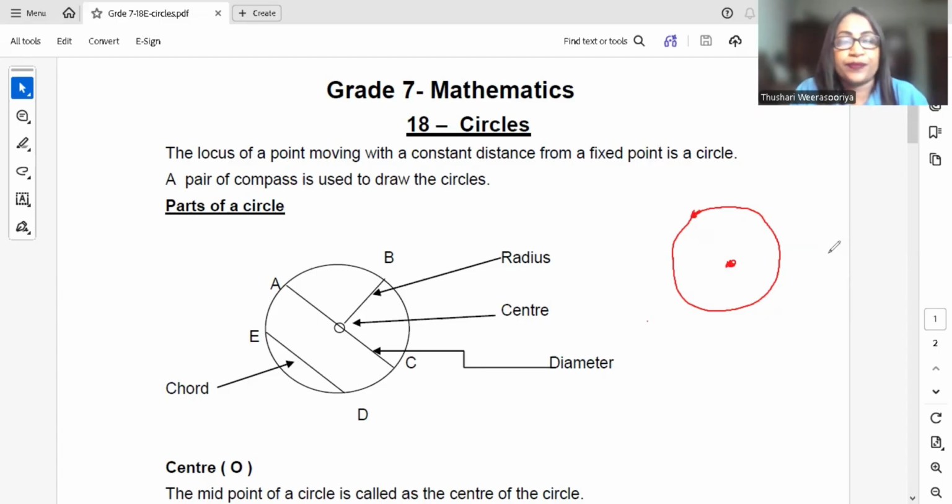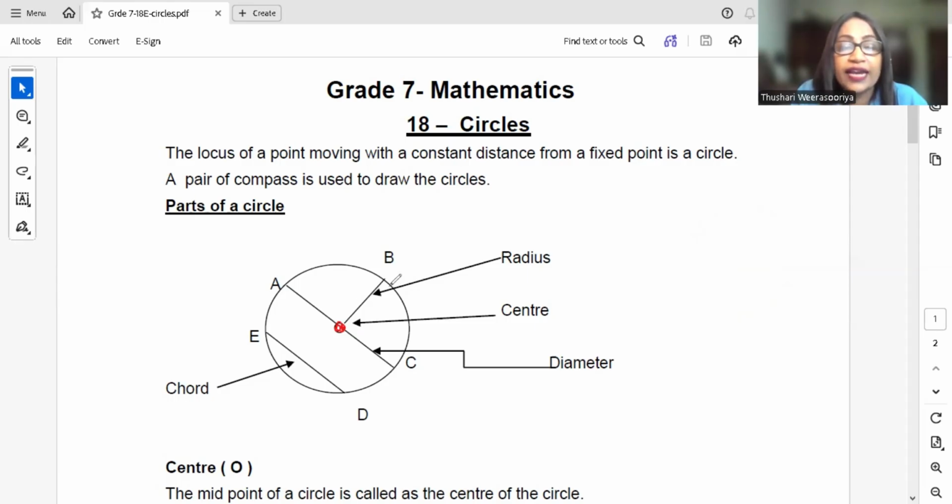Okay. First, we learn the parts of a circle. There are lots of parts. The first part is, as you know, in grade 6 also you have learned this a little bit. The midpoint is called center, right? Center, right? The name is, that is a point. So we name this as O.